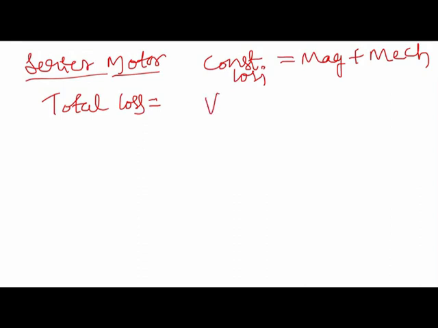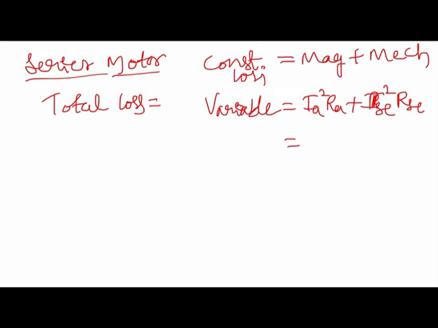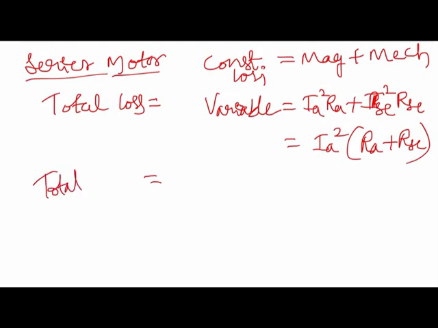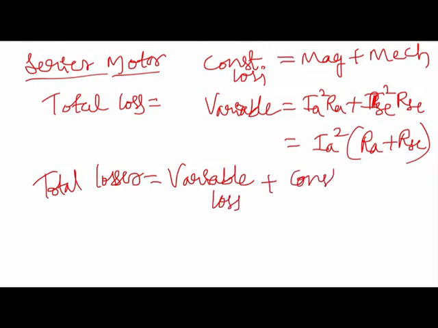The variable losses include the armature copper loss and the field copper loss, ISC square into RSC. Since ISC and IA are both the same here, we can take this common: IA square into RA plus RSC is the variable loss in the series motor. The total losses in this series motor are again variable loss plus constant losses.